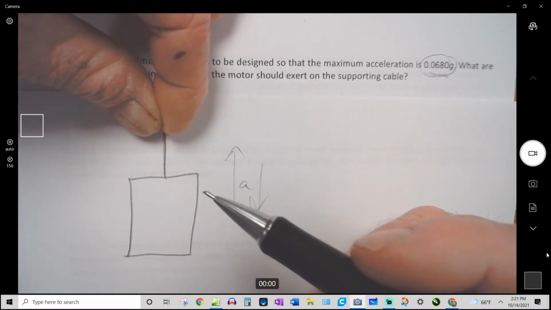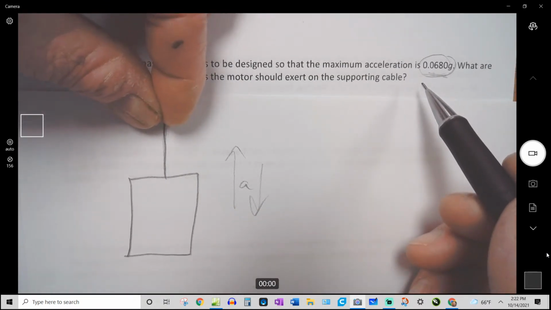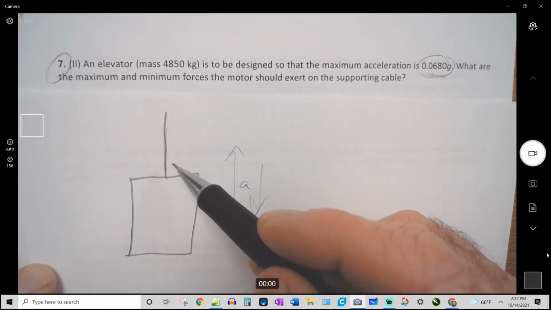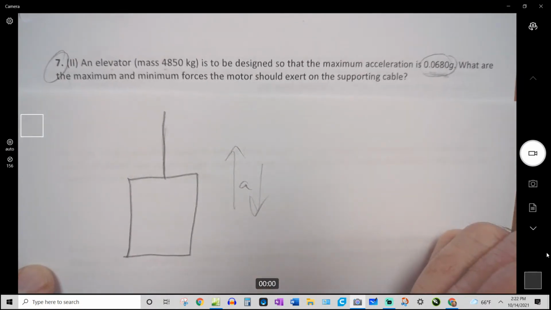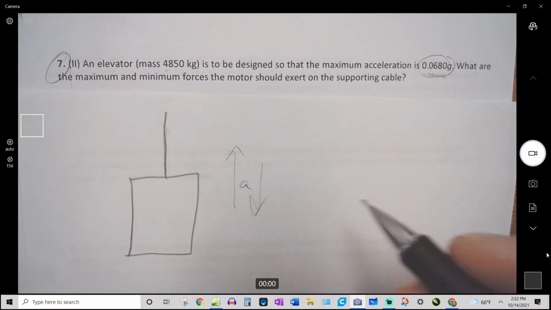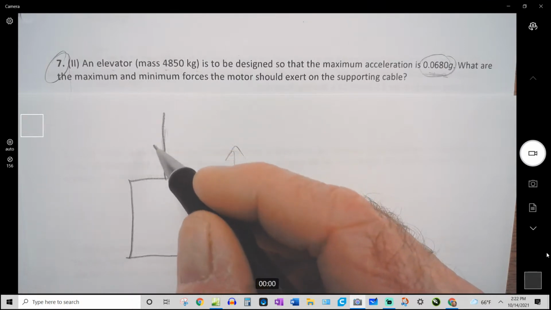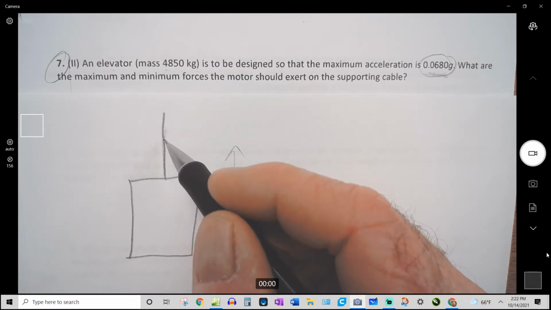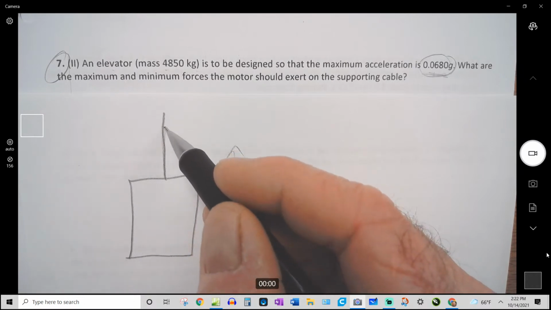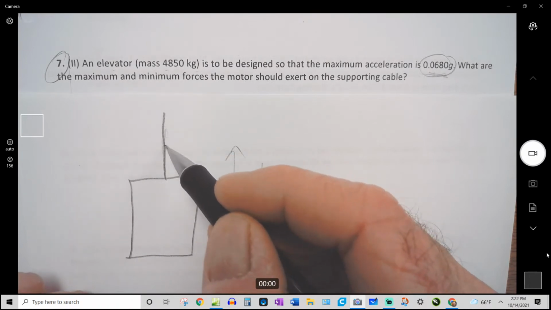Imagine I pinch right here and I lift it up with that acceleration, or I hold and I lower it down with that acceleration. When do you think I would be putting more force on the cable? Pulling it up? You could just free fall. Yeah, so if you did that, if you were holding the cable and you just let go, how much force would be on the string then? Very little. So given the fact that there's no force on the cable at all when you let go and they fall really fast, when do you think you're going to be applying more force? When you lift them or when you let them go?